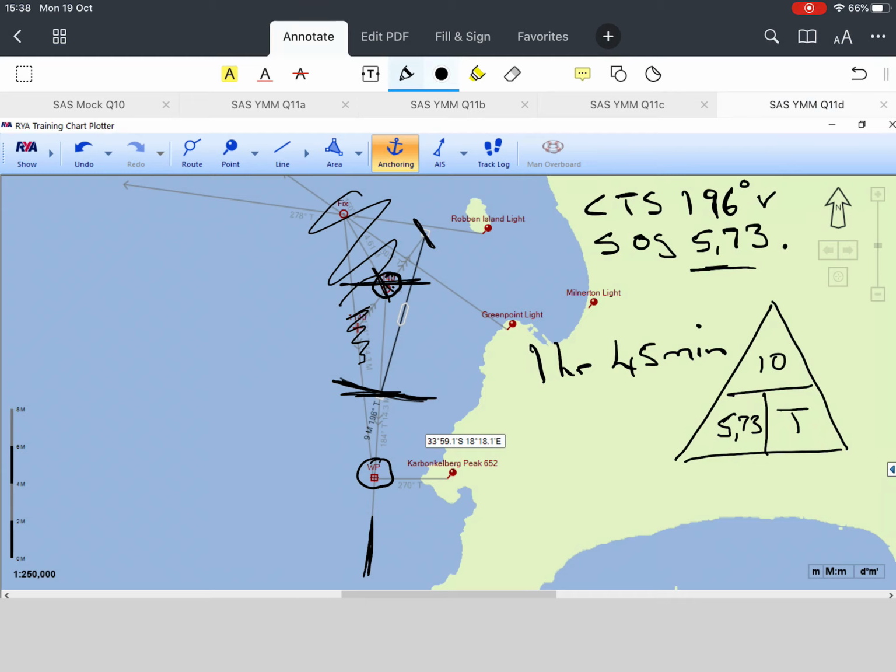We go one step further and say, okay, if from our new position it was going to be 10 miles, and our boat speed was going to be that, what is our time? And we end up with an estimated time.